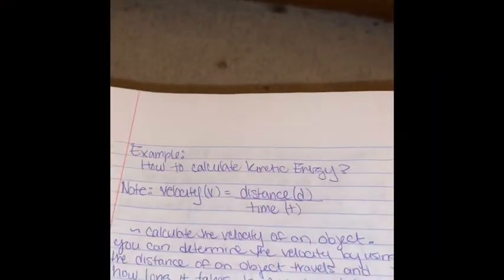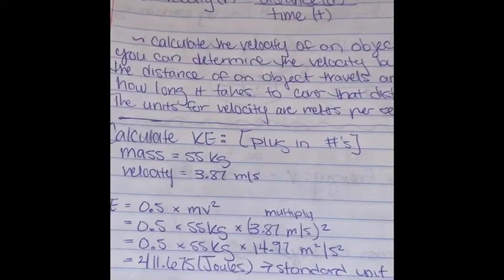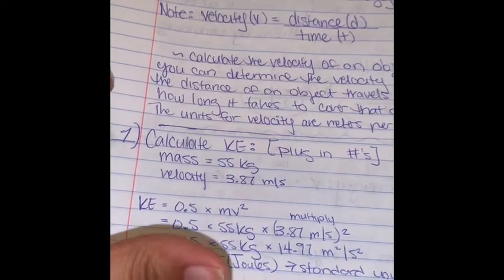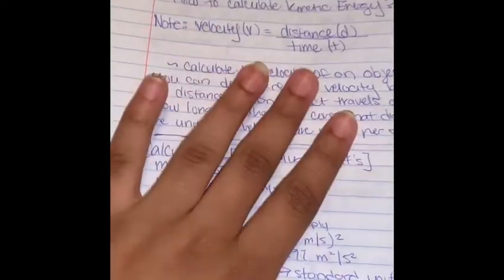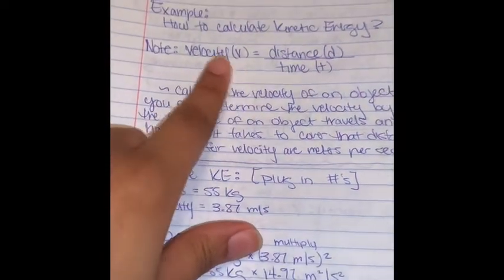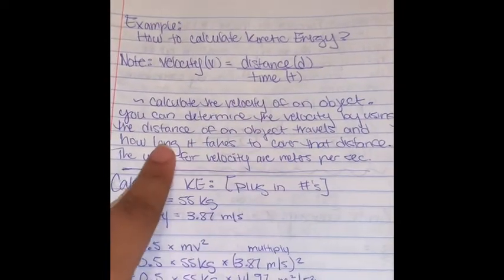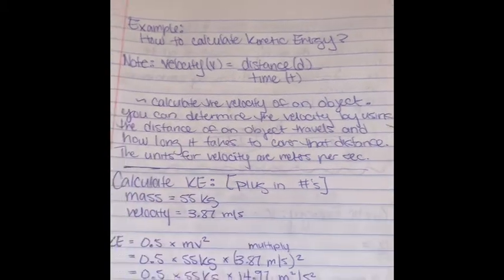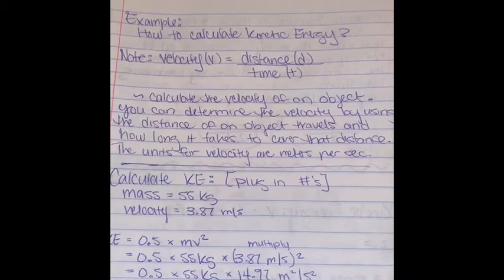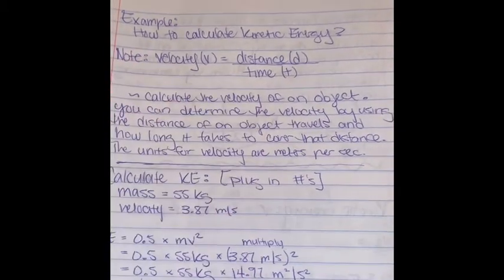All right, guys, so now we're going to learn how to calculate kinetic energy. There are basically three parts to this. First, this is a note that I jotted down from an online source. This is the equation to calculate velocity: distance divided by time. You can determine the velocity of an object by using the distance it travels and how long it takes to cover that distance. The units for velocity are meters per second.